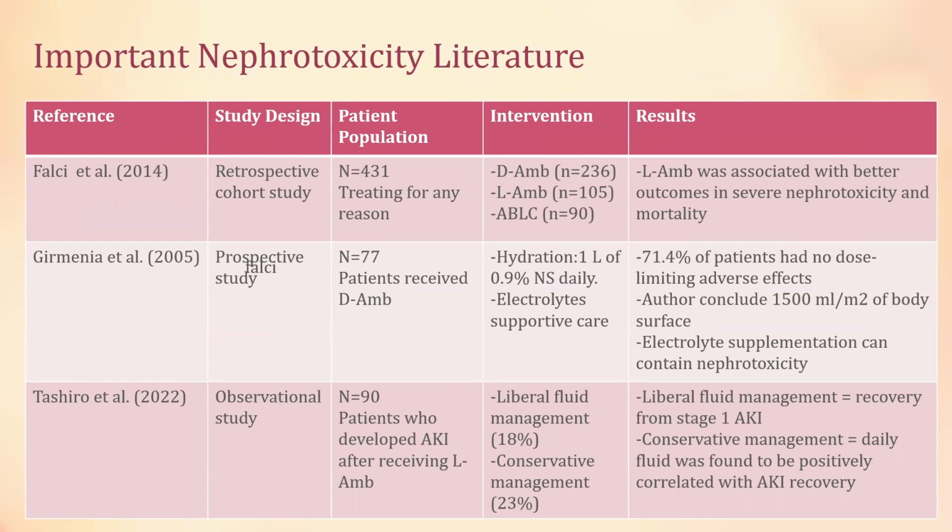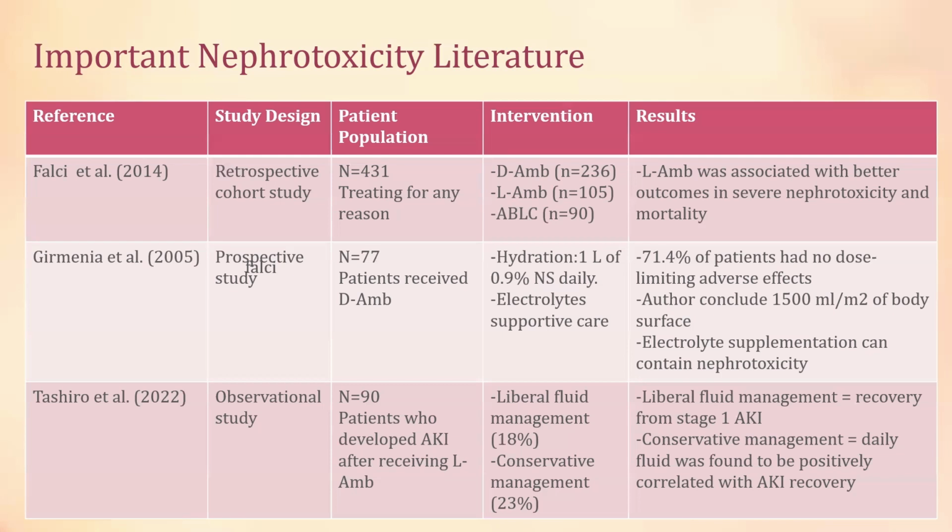Moving on, Germania and colleagues found in a prospective study that hydration of 1 liter of 0.9% normal saline daily and electrolyte supportive care led to 71% of patients having no dose-limiting adverse effects. For comparison, depending on which study you read, patients taking regular amphotericin B usually get about 50% of the patient population eventually having some sort of nephrotoxicity.